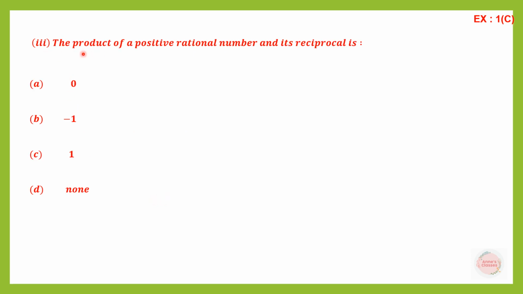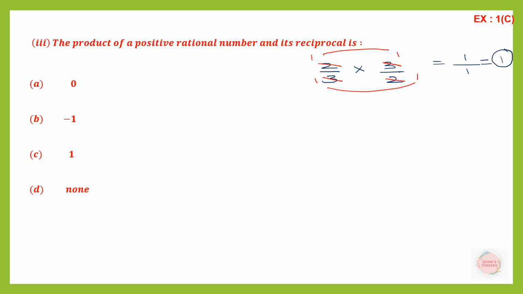Question 3. The product of a positive rational number and its reciprocal. Okay, so let's take a positive rational number 2 by 3 and its reciprocal will be 3 by 2. So let's work this out and see what we get. So here 2 ones are 2, 2 ones are 2, we can cancel. 3 ones are 3 and 3 ones are 3. Multiply the numerators and the denominators. What do we get? 1 into 1 is 1. Denominator also 1 into 1 is 1 and 1 by 1 is equal to 1.